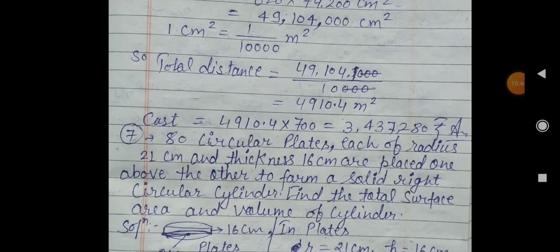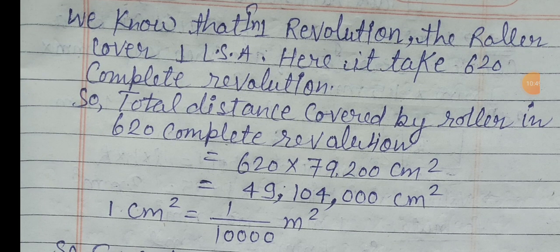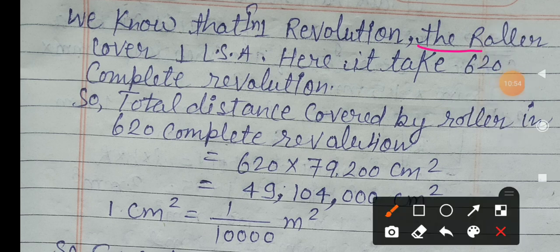So you have to see here, okay, at the time of revolution, the roller covers one lateral surface area. So that means the distance of one revolution is equal to one lateral surface area of a cylinder. So that time it has 620 revolutions. So you have to find the total distance by multiplying 620 with one lateral surface area of a cylinder. So you have to multiply these things.